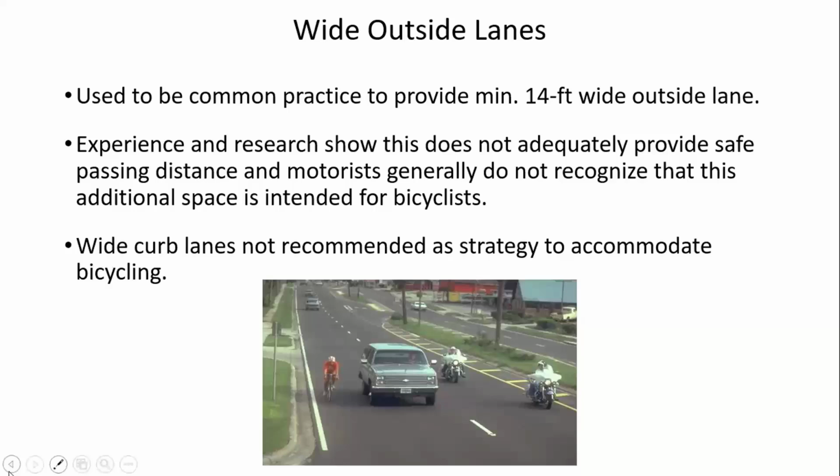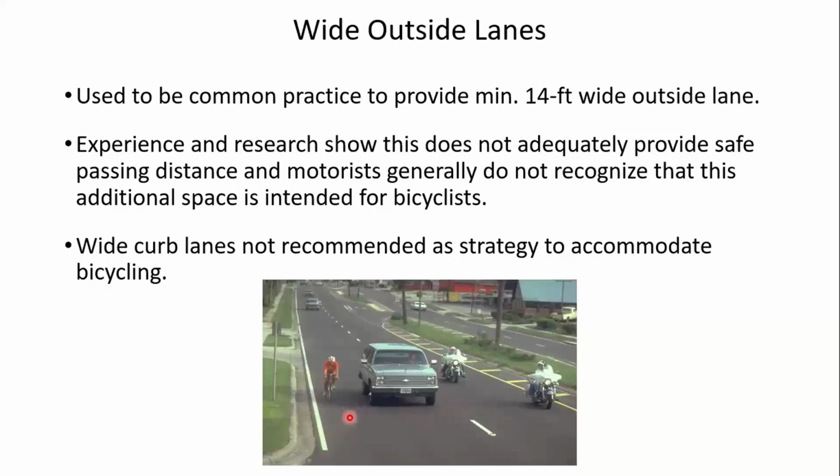So notice the motor vehicle and the bicyclists, they are operating in that 14-foot wide lane, or wider, maybe wider than 14 feet. But experience and research show that this really doesn't adequately provide safe passing distance. And motorists generally do not recognize that this additional space is intended for bicyclists. I'm aware of one city, for example, I think they used a 15 or maybe even a 16-foot wide outside lane near a university campus.